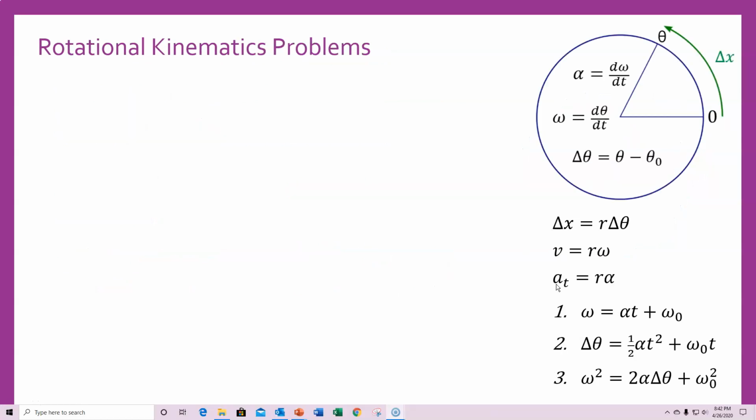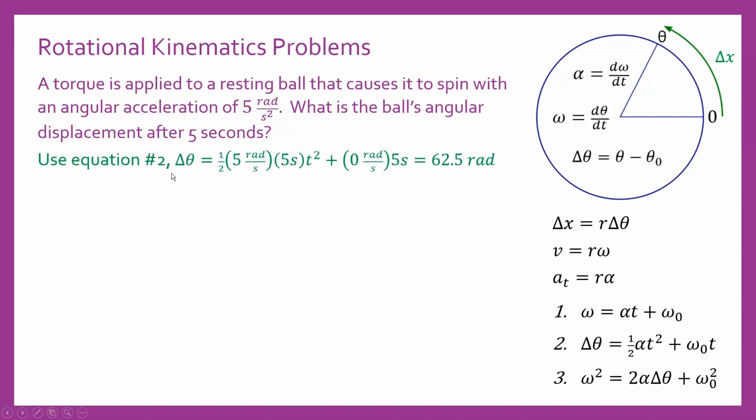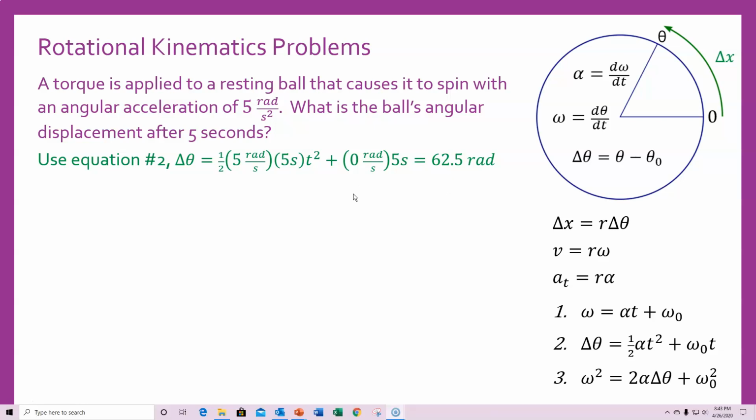Let's take our kinematic equations and put them into action and solve some rotational problems. A torque is applied to a resting ball that causes it to spin with an angular acceleration of 5 radians per second squared. What is the ball's angular displacement after 5 seconds? We can look through here, and the equation we want to use is number 2. So we go ahead and plug in our numbers, and we find out that after 5 seconds, the angular displacement is 62.5 radians, which is about 10 rotations.